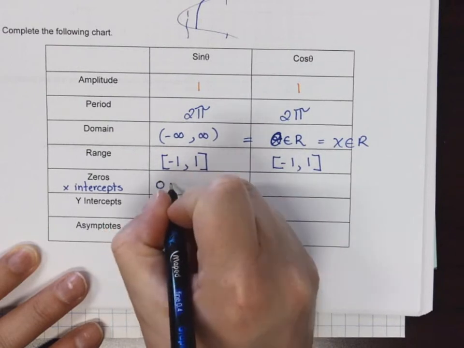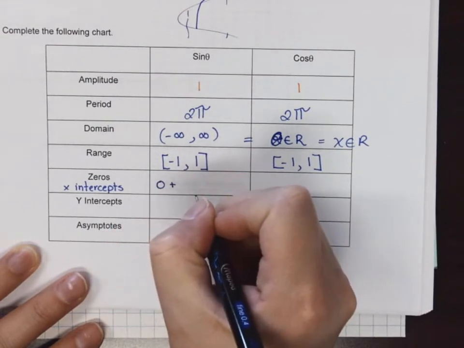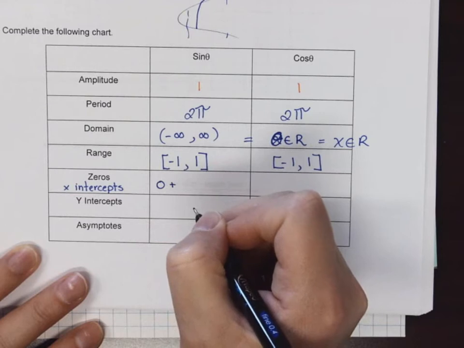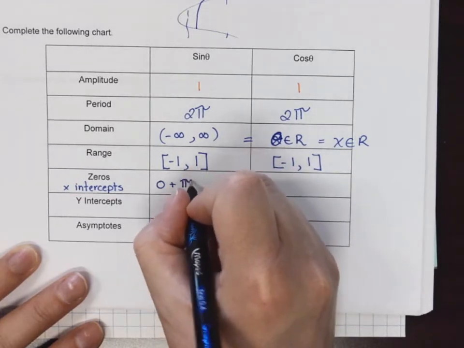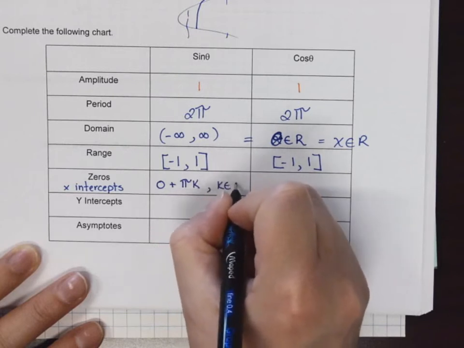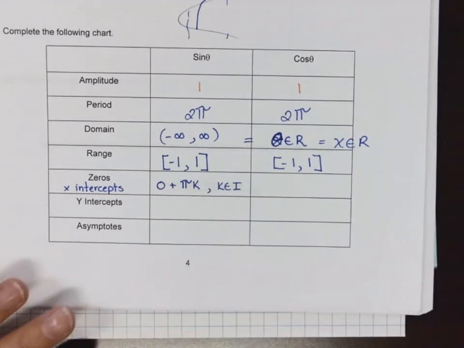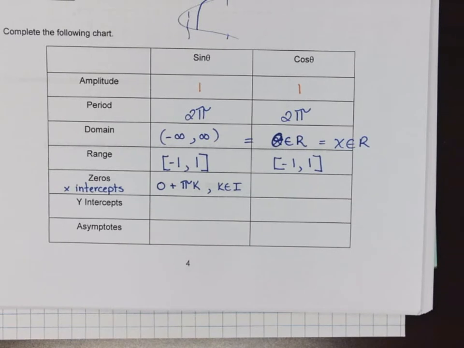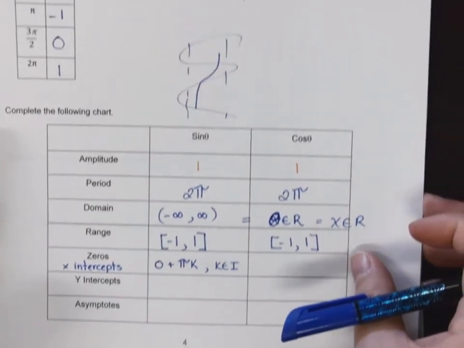So 0 plus, what am I adding? Pi. I'm adding just a pi k, where k is an element of the integers. Does that make sense to everybody? We're making a general statement because I didn't put a restriction on the domain. So my zeros will start at 0 and they will go every pi, whether it's positive or negative, you'll have a 0 of the function.